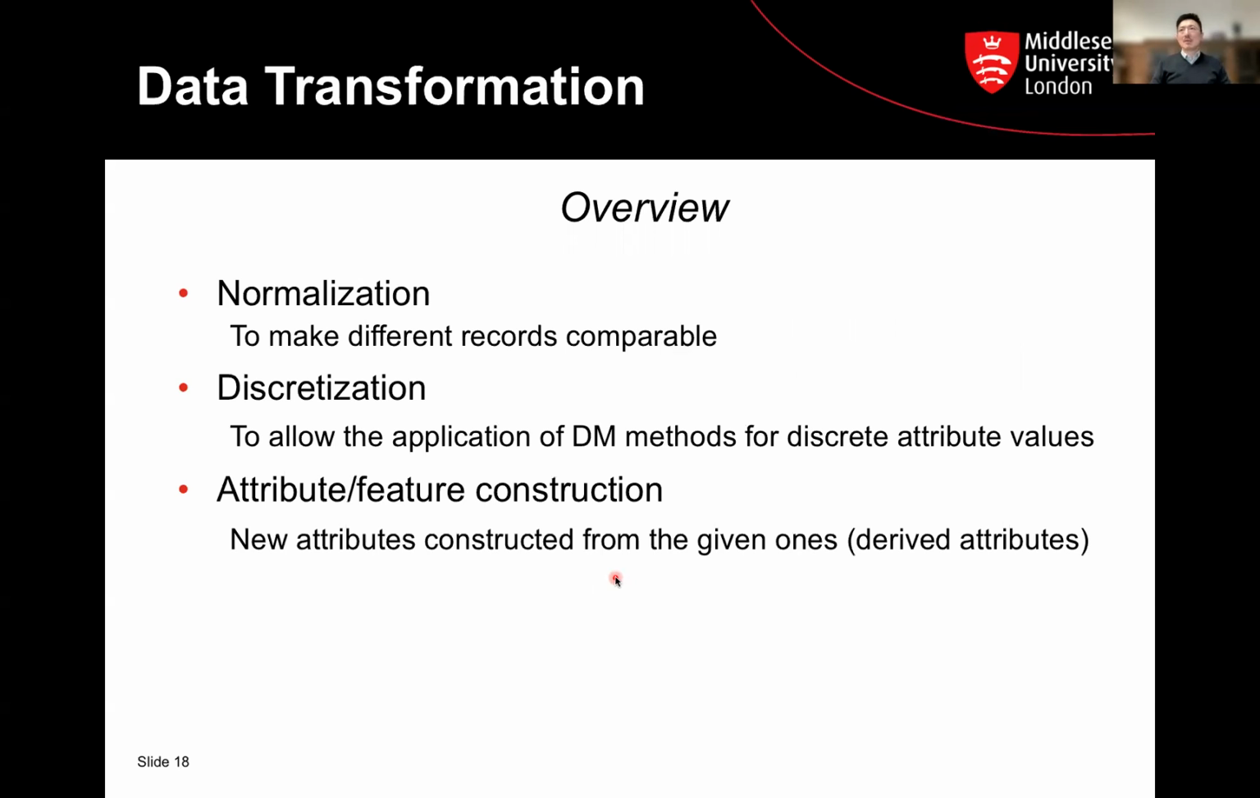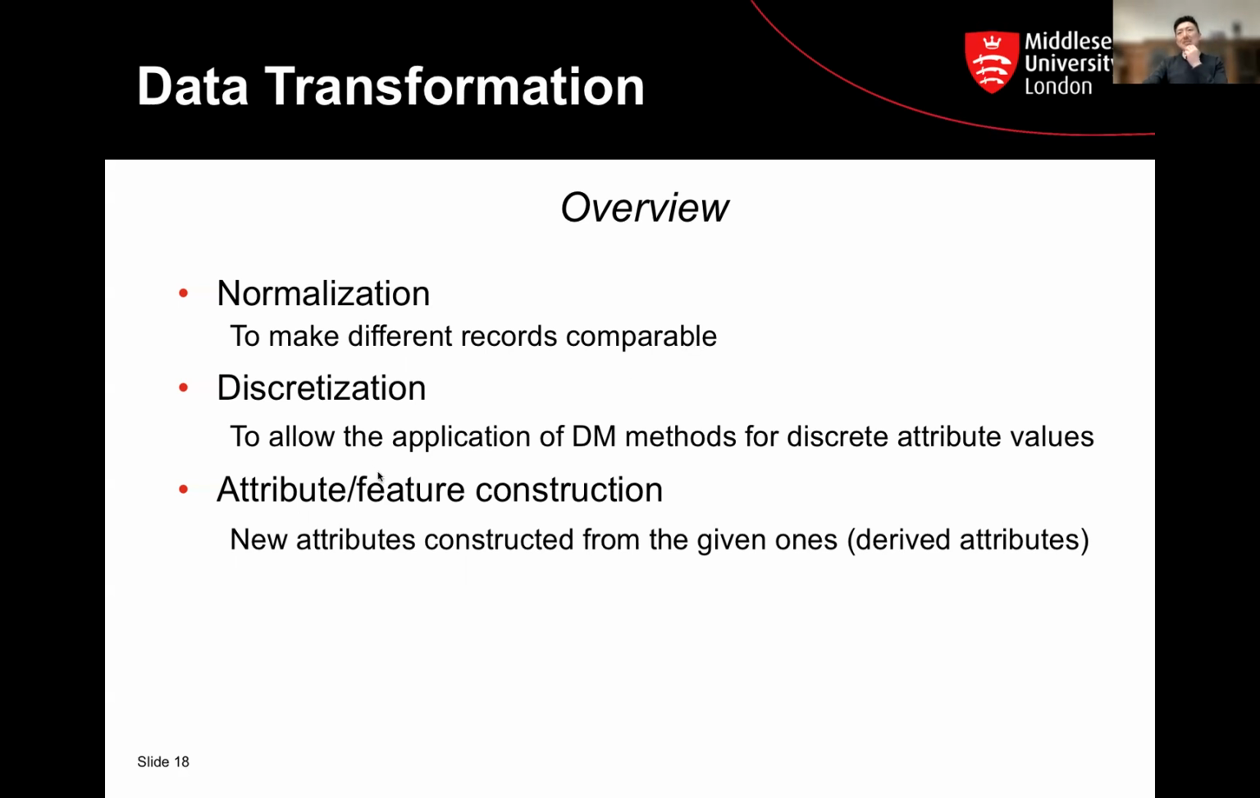Okay, and the next part is about normalization. What it does is make different records comparable, and usually, for example, convert all the values to the range between 0 and 1. That's the most common one.